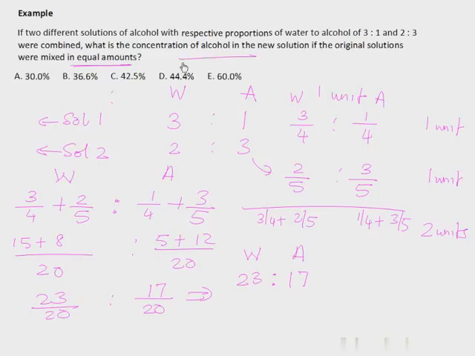They want the concentration of alcohol. So the total is 40. And they want the concentration of alcohol. That means they want alcohol is to total, which is 17 upon 40. As a percentage would be 17 fives are 85. 85 upon 2, which is 42.5%. C. The answer is C.